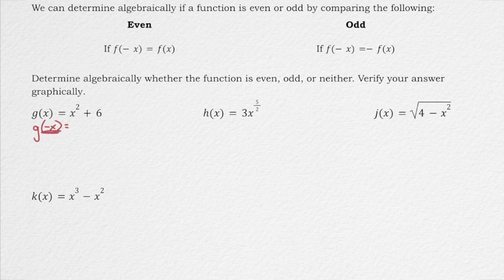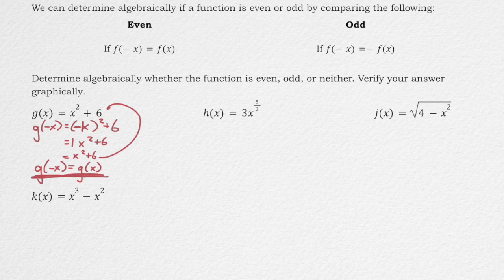I'm going to start by plugging in negative x into the function g of x. So that would look like, well, negative x squared plus 6. And this is really like negative 1 times x squared. And you can distribute an exponent across multiplication. So that's like negative 1 squared, which is just 1, and then x squared plus 6. So that's just x squared plus 6. Well, that's the same as the original function g of x. That means I can say g of negative x equals g of x. Or in other words, when I plug in positive and negative inputs, I get the same output. That tells me this is an even function.